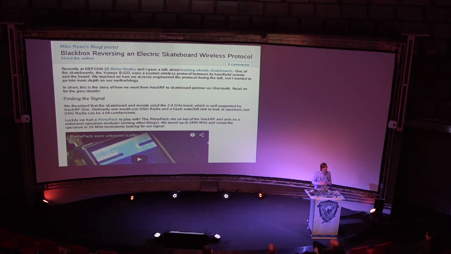And then they turned to Ubertooth One, which is a board very similar to the Yardstick One, but that operates in the 2.4 gigahertz band. It's originally designed for Bluetooth, but it's one of these general purpose, low cost radio chips on a USB dongle, very similar to Yardstick One. And so Mike was able to write custom firmware for Ubertooth to more quickly do things that in theory could have been done with SDR, but he used this hybrid approach of SDR and non-SDR tools as a part of this project with Richo.